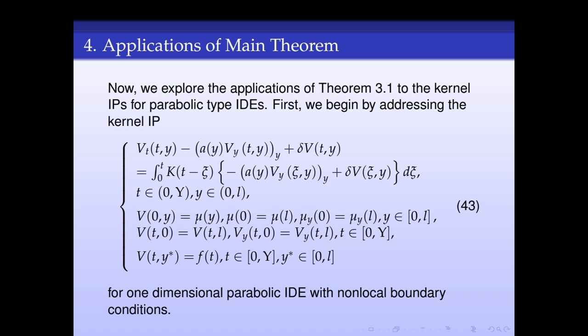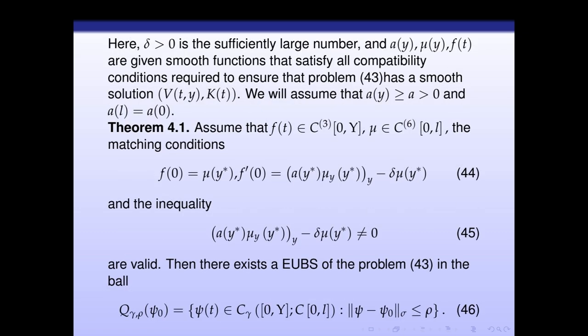And delta is a sufficiently large number, and alpha of y, mu of y, f of t are given smooth functions satisfying the compatibility condition, which ensures that the problem has smooth solutions v of t, y and k of t. We will assume that alpha of y is positive and satisfies the periodicity conditions.